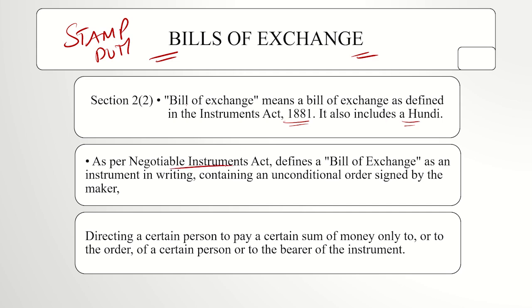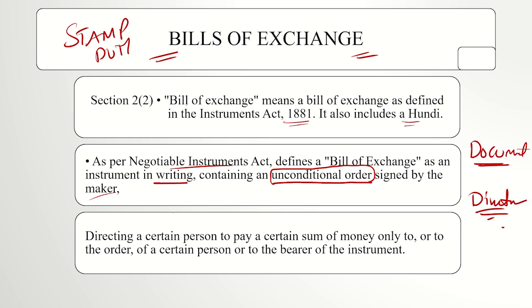As per the Negotiable Instruments Act, what does it say? It is an instrument in writing containing an unconditional order. This is the most important thing we should know. It is nothing but a letter or a document which is in writing, which has an unconditional order signed by the person who is giving it, that means the maker, directing a certain person to pay a certain sum of money only to, or to the order of, a certain person or to the bearer of the instrument. So the directions will also be given.